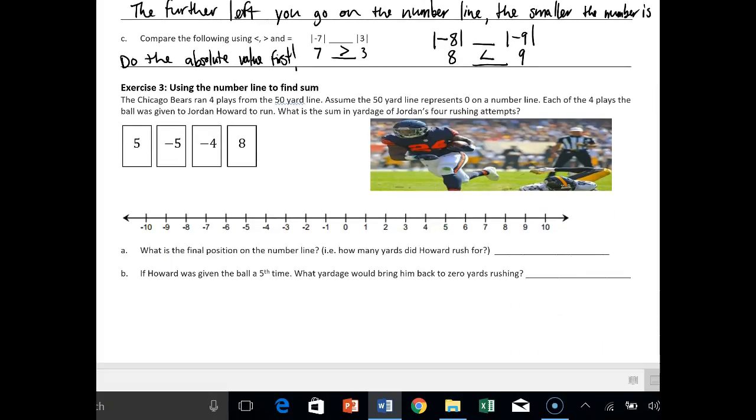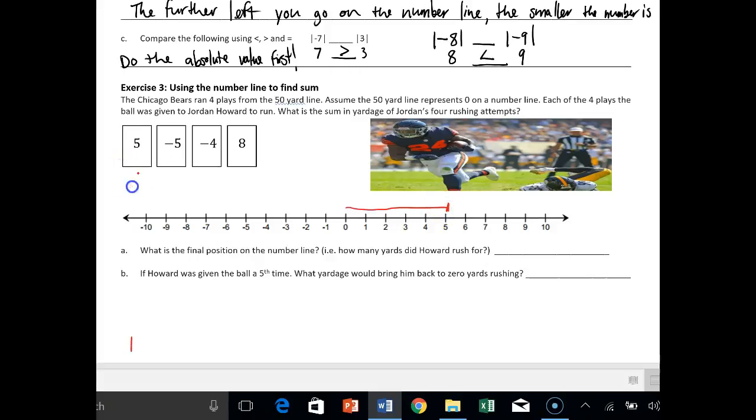Okay. So let's look at exercise 3 real quick. It says the Chicago Bears ran 4 plays from the 50-yard line. We'll assume the 50-yard line in this case is the number 0. So on each of the 4 plays, the ball was given to Jordan Howard, the Bears running back. What is the sum in yardage of Jordan's 4 rushing attempts? So all we're going to do is use this number line to count forward and backwards. So Jordan first runs for 5 yards. So he ends up right there.